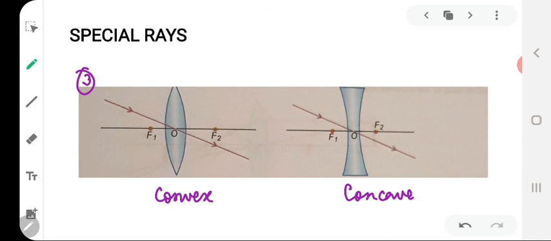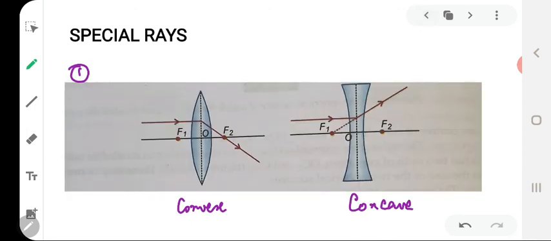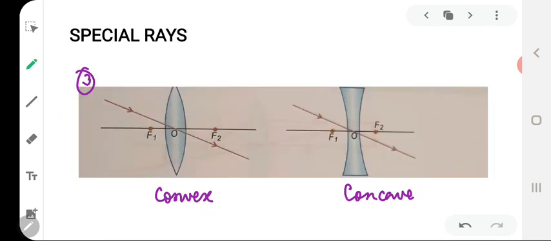So using the knowledge of these three special rays, the first, second and third, we shall be drawing the ray diagrams for images formed by lenses. This will be discussed in the next video lesson.